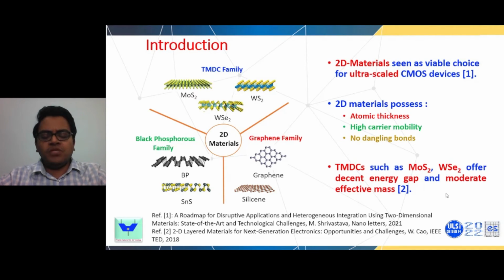Now, from the perspective of field effect transistors, TMDCs such as MoS2, WSe2 offer better prospects because of their decent energy gap. Even at a very low value of the off current, it is ensured that we get a higher value of on by off ratio. Also, the moderate effective mass effectively reduces the source to drain tunneling, and on the other hand also achieves higher carrier velocity.